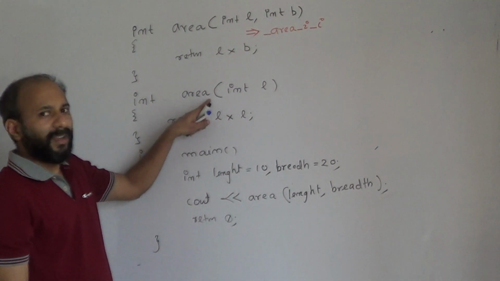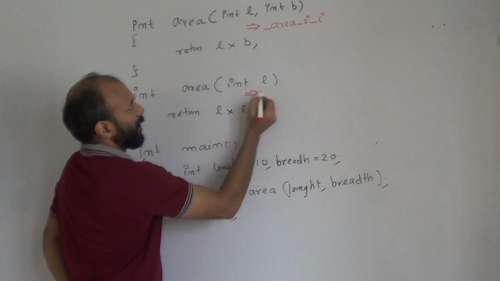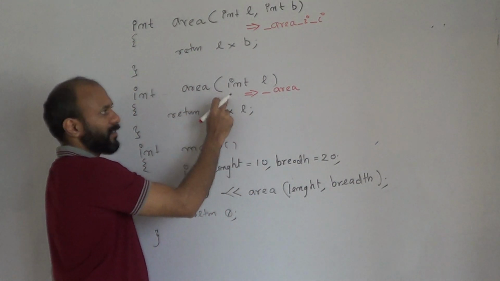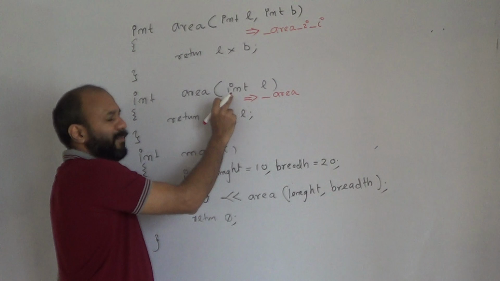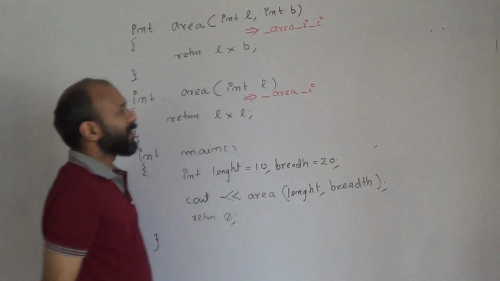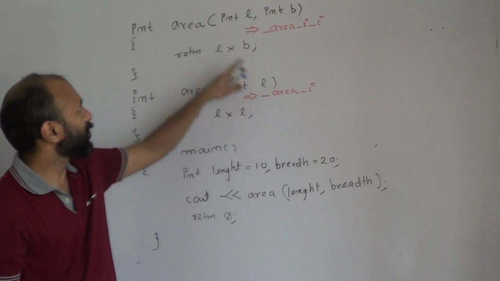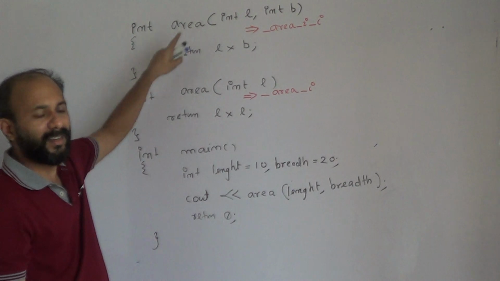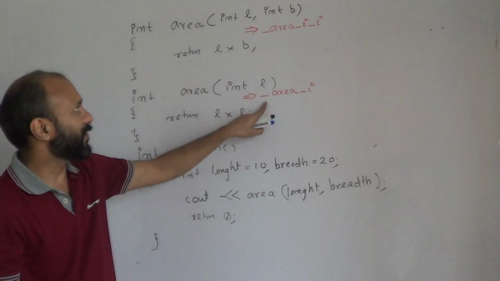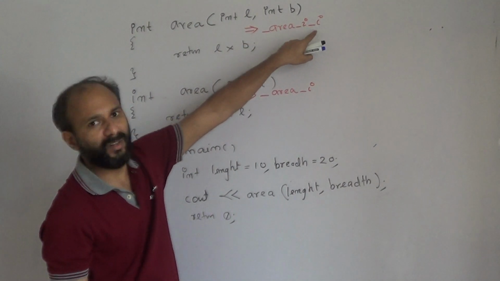Now for the compiler, the name of this other function is underscore area, and next the compiler will check the type of the argument. The type of the argument is I. Now you can see there are two distinct functions with different names, but for the user there is a single name, while for the compiler the name of the function is entirely different. Here the name of the function is underscore area underscore I.